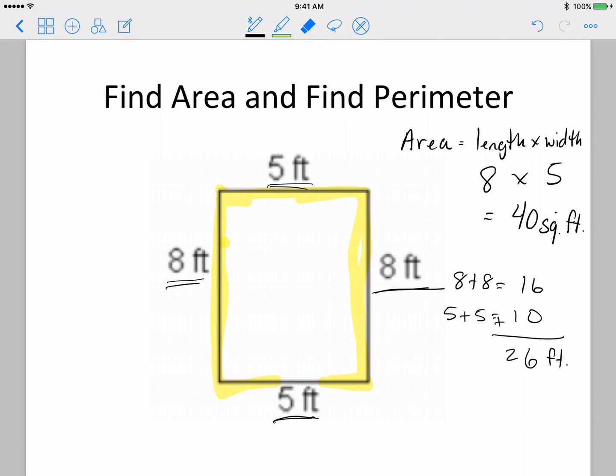So for this shape, we have that the area is 40 square feet because we multiplied 8 times 5, and the perimeter would be 8 plus 8, the distance around the outside. Add all the 8, and then add 5 and 5, and we got 26.